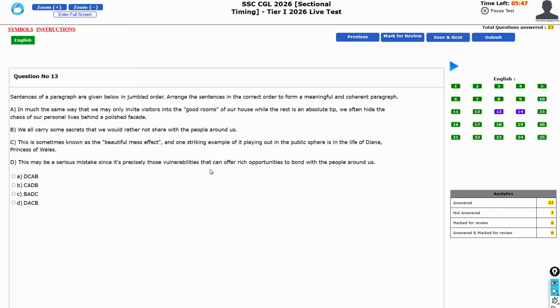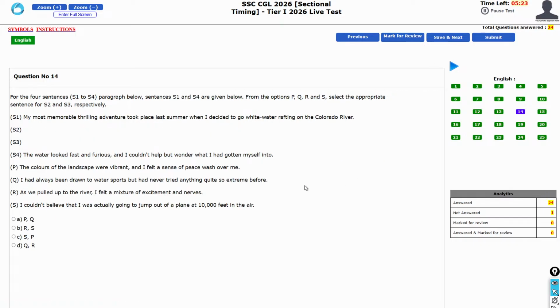In much the same way, we may only invite visitors into good rooms of our house while the rest is an absolute tip. We often hide the personal chaos. So I think we are starting with B, and only one option is starting with B. Yeah, definitely. So BA, then D, then C. Perfect. Okay. Here we have to put two sentences in between, right?